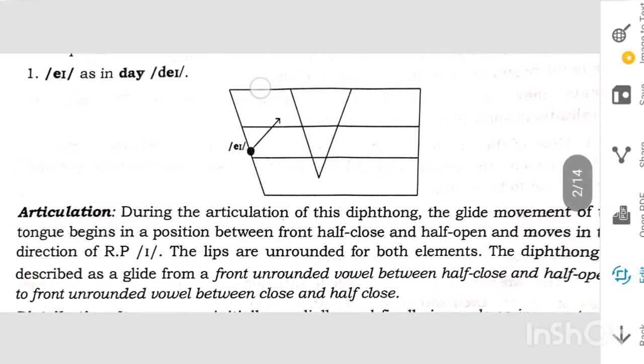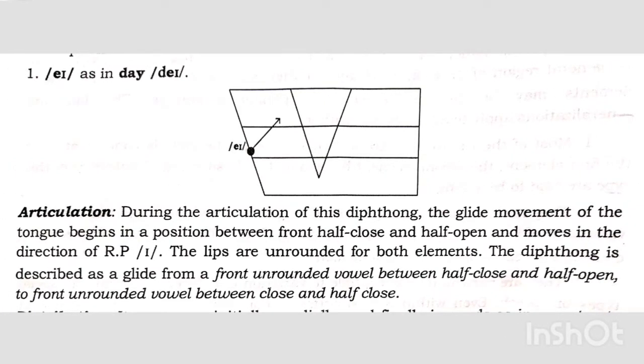This part is closed. So this much you should understand, because we have already learnt pure vowels with the help of the diagram. Okay, so now we are going to see the 8 diphthongs with the help of the diagram. The first one is A as in day, and the phonetic transcription is given there.